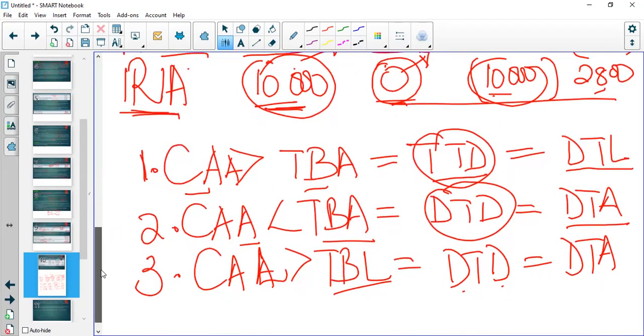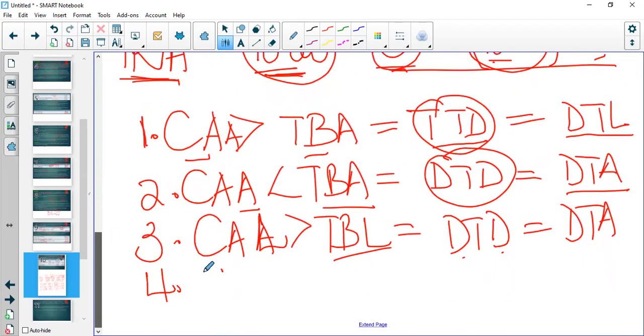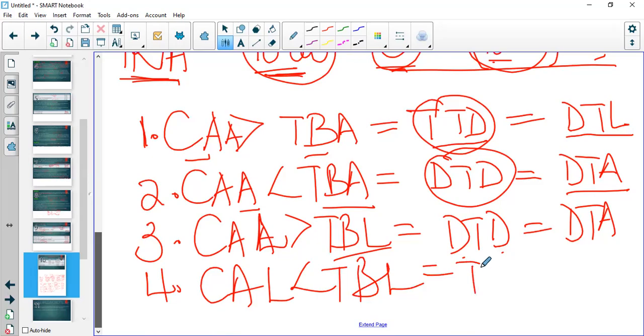Brilliant. So the fourth rule is: if the carrying amount of a liability is less than the tax base of a liability, then we're going to have a taxable temporary difference, which leads to a deferred tax liability. So those are the 4 rules that you always have to keep in mind as your starting point.